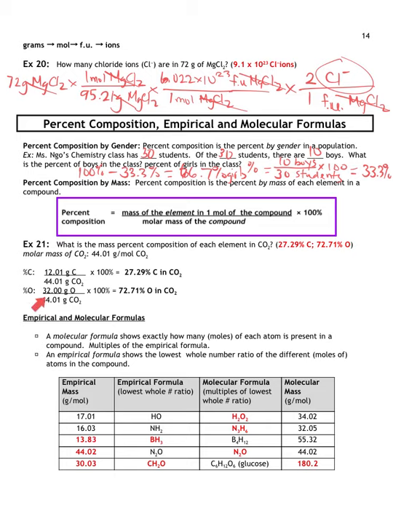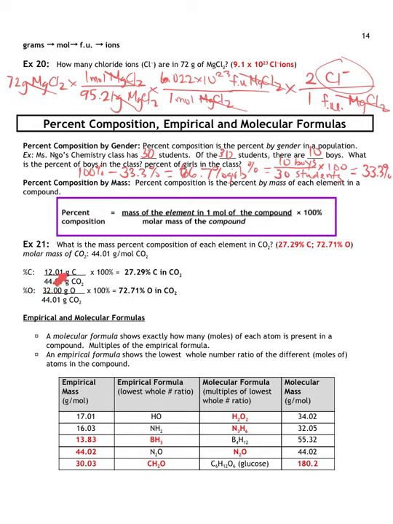Now the molar mass of carbon dioxide is found on the periodic table. 1 mole of carbon has a mass of 12.01. 2 oxygens is 32. You add them together, you get 44.01. In carbon dioxide, there's only 1 mole of carbon, so that's 12.01 grams.